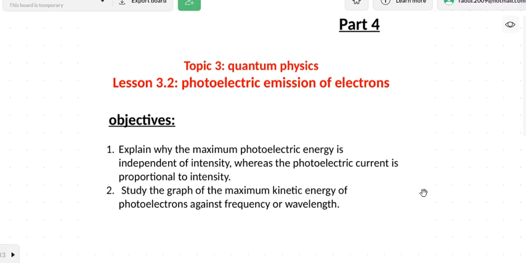It's part number 4, as you see here. In this part, we will cover the following objectives. Let me read them together.